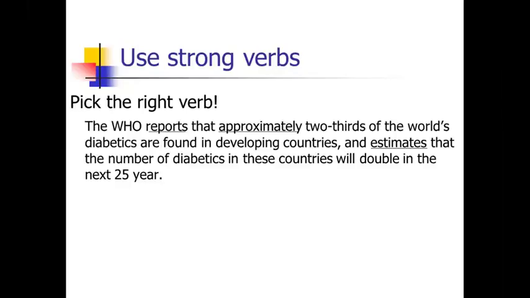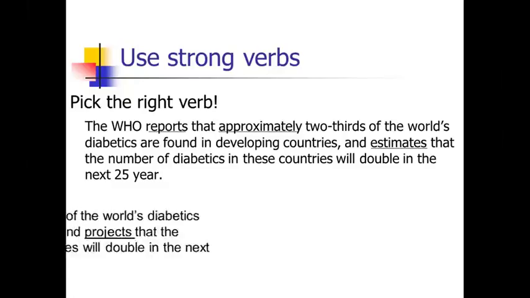Remember I told you last week that we're going to try to avoid the use of adverbs. Well, one way to avoid adverbs is to pick the right verb that already has that adverb embedded in the verb. So what do you mean by reporting approximately? Another way to say that is estimates. So actually that verb that they used in the second part of the sentence is perfect for the first part of the sentence. They're estimating.